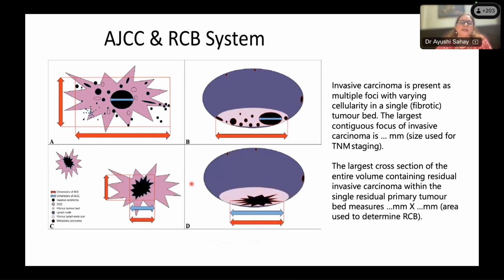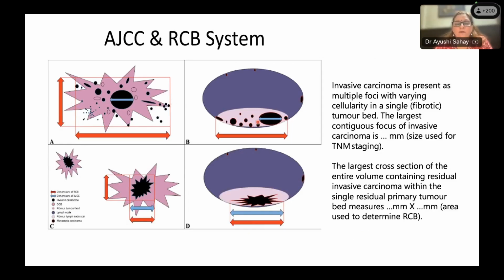Now the AJCC and RCB systems are by and large similar when there is a concentric response. So AJCC wants you to measure the largest contiguous focus. Even in the lymph node as well as in the primary tumor bed, your AJCC and RCB will have the same T size in a concentric response. But when the response is heterogeneous, your AJCC size might be very small, while the RCB size, basically the size of the tumor bed in which you have a scattered response, is going to be different.